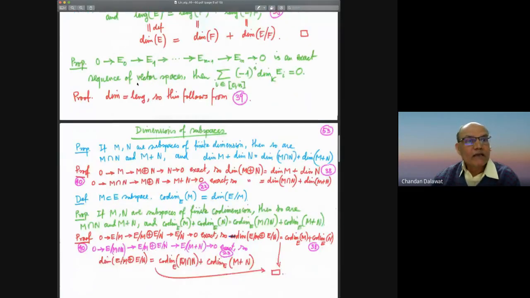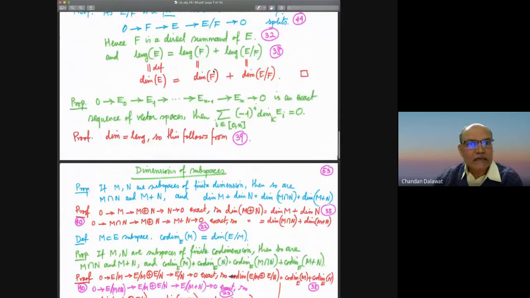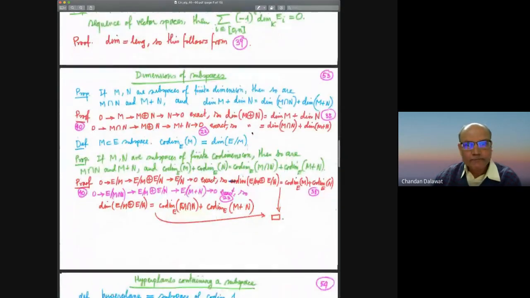Similarly, if we have an exact sequence of vector spaces like this, then the alternating sum of the dimensions is 0. This is a special case. Here you have a short exact sequence. This is an exact sequence of any length whatsoever. And this is also something that we had already proved for modules of finite length. We had proved that the alternating sum of the lengths of the modules is 0. But here the length is being called the dimension. So this is really a special case of what we had proved earlier. Okay.